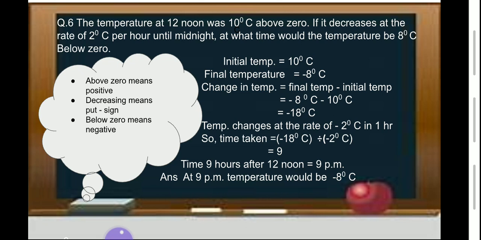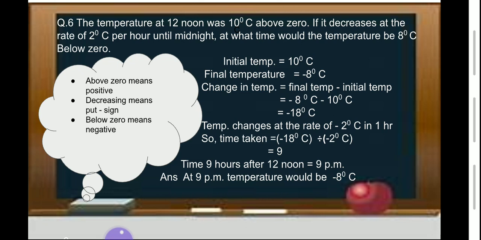Now without doing the calculation, I can do this question mentally also. At 12 noon it was 10, at 1 o'clock it will be 8, then at 2 o'clock it might be 6, and so on. I can calculate at what time the temperature will be negative 8. In this question, I am subtracting 2 every time, so repeated subtraction is going on. That gives me a hint that in this question I have to apply the division operation.